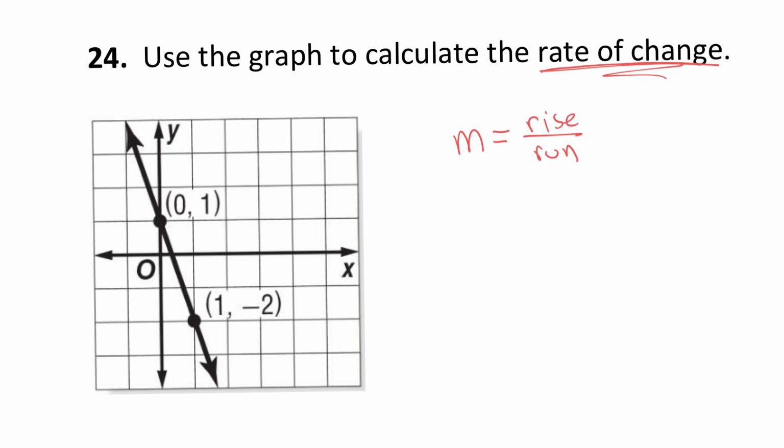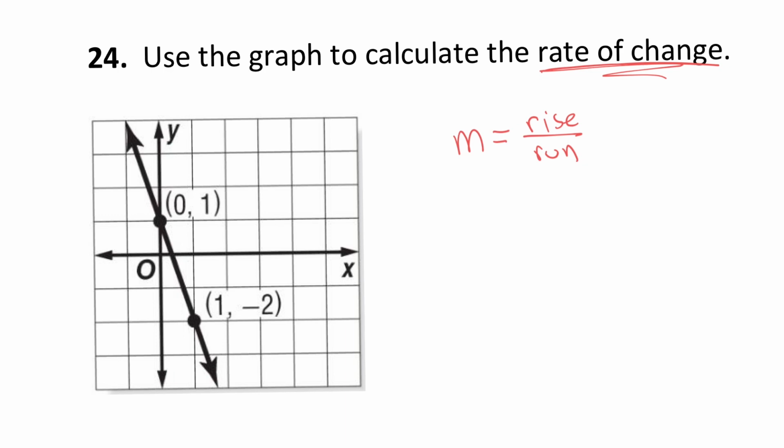So you guys need to use 2 points on the line. So this (0, 1) is on the line. This (1, -2) is on the line. So I'm going to use those 2 points to find the rise and the run. You guys can use any points on the line. You just need to use 2.